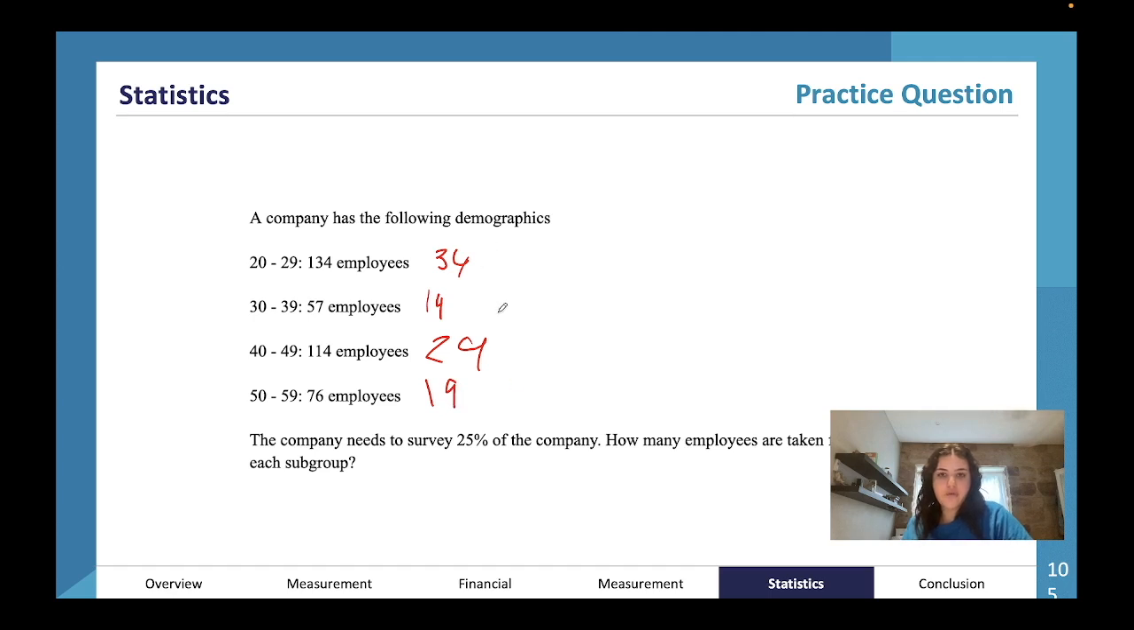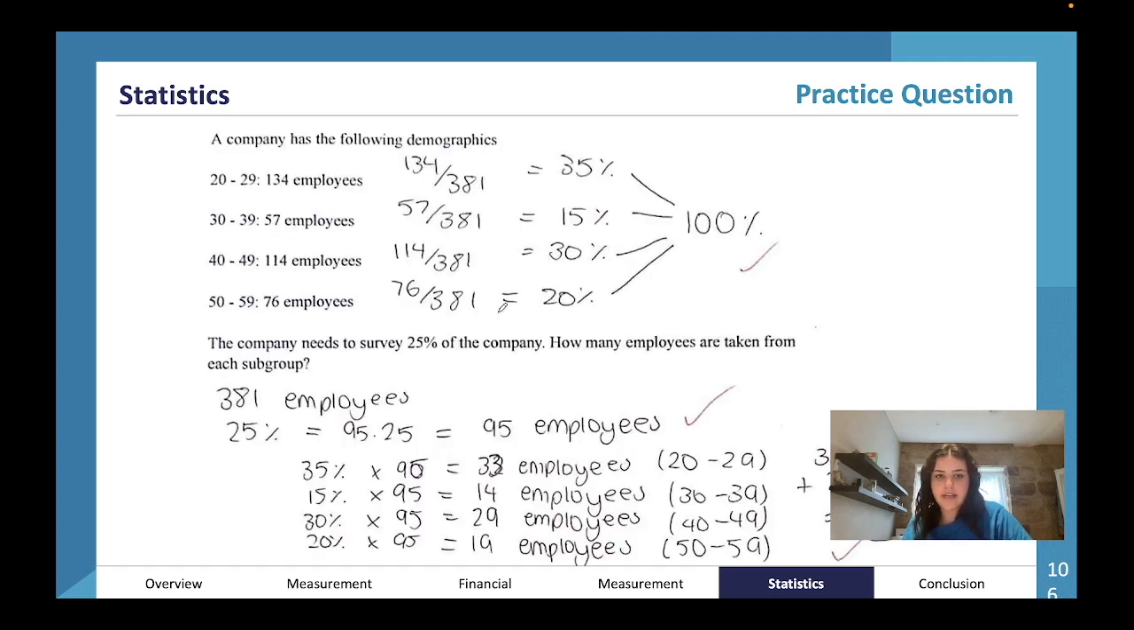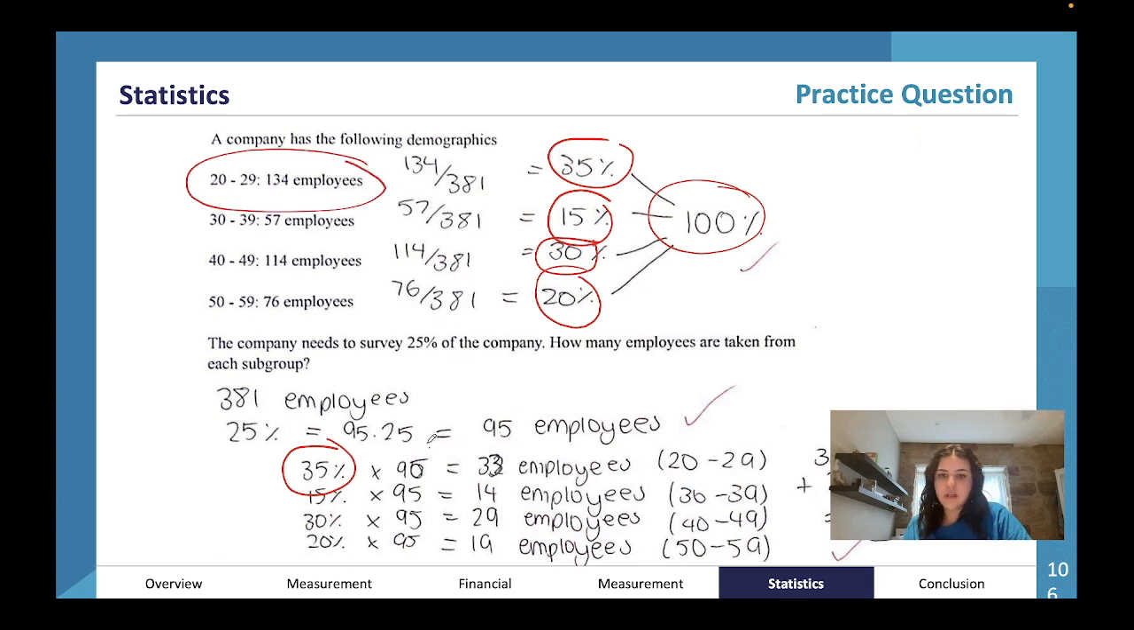So we need to take 34, 14, 29, and 19. This is a longer way of breaking it down that I wanted to show you guys. We break down into 35%, 15%, 30%, and 20% of the company. So this is 100% of the company. We then just times 35%, which is how much of the company is in this portion of the population, times 95, because we need 95 employees, we get 33 employees. So we end up with the same answer, 33, 14, 29, and 19 equals the 95 employees. It's just a longer way of working it out.